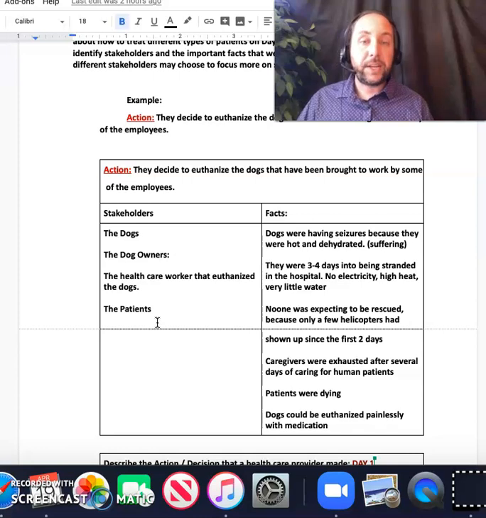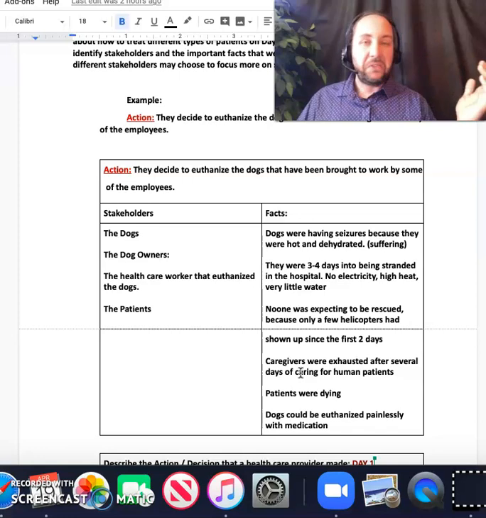They were 3 to 4 days into being stranded. They didn't do this on the first day, right? They did it after there was no electricity, no heat, very little water. No one was expecting to be rescued because so few helicopters had come, especially since the first 2 days. The caregivers were exhausted. Several days now of caring for human patients.